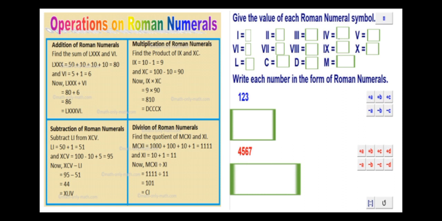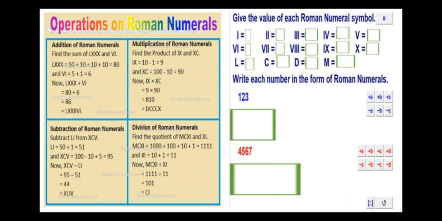Multiplication of Roman numerals. Find the product of IX and XC. IX is equal to 10 minus 1, which is equal to 9. And XC is equal to 100 minus 10, which is equal to 90. Now, IX times XC is equal to 9 times 90, which is equal to 810. In Roman numerals, the symbols are DCCCX.